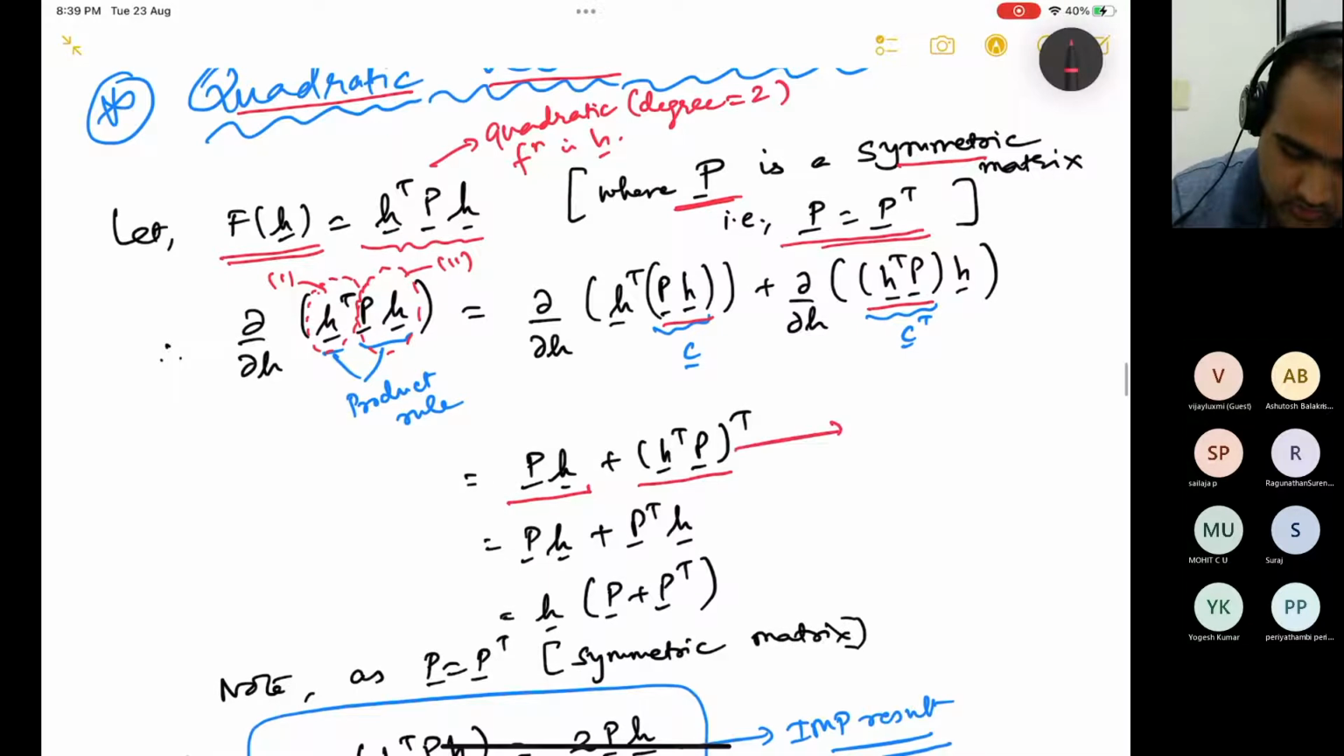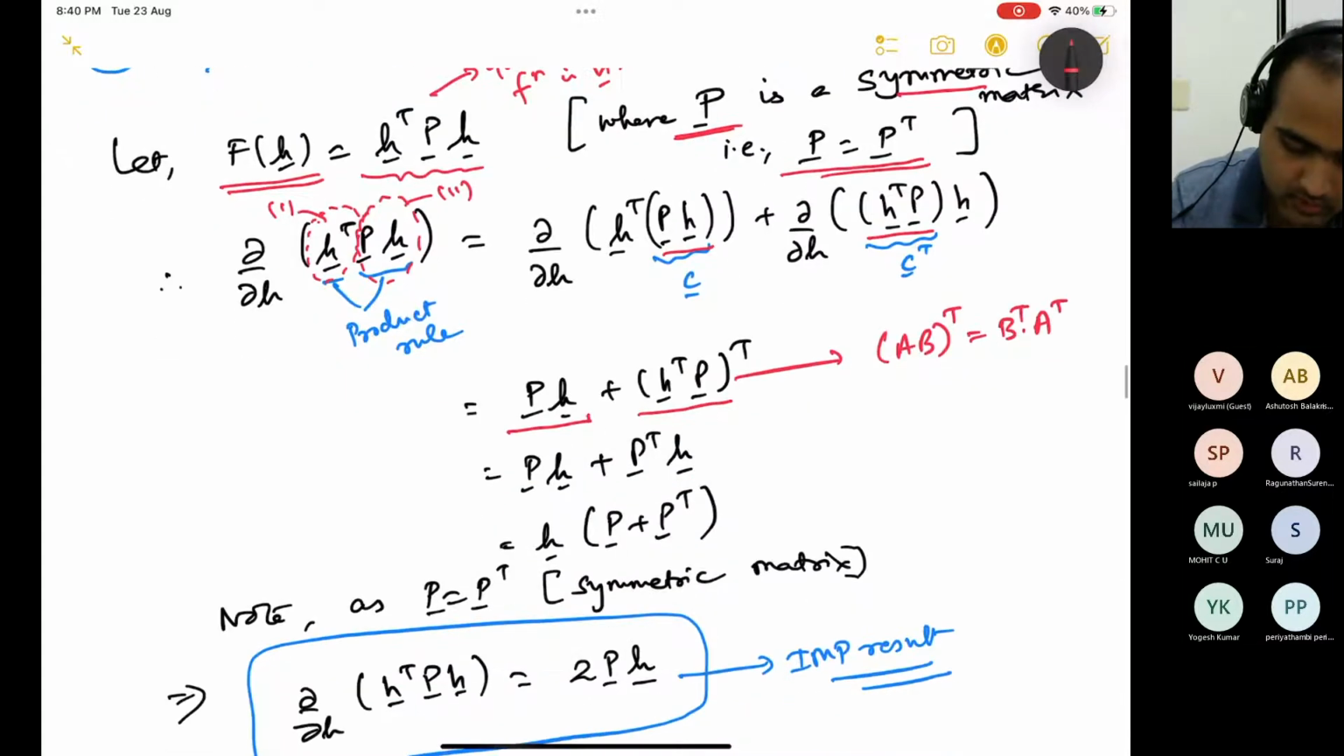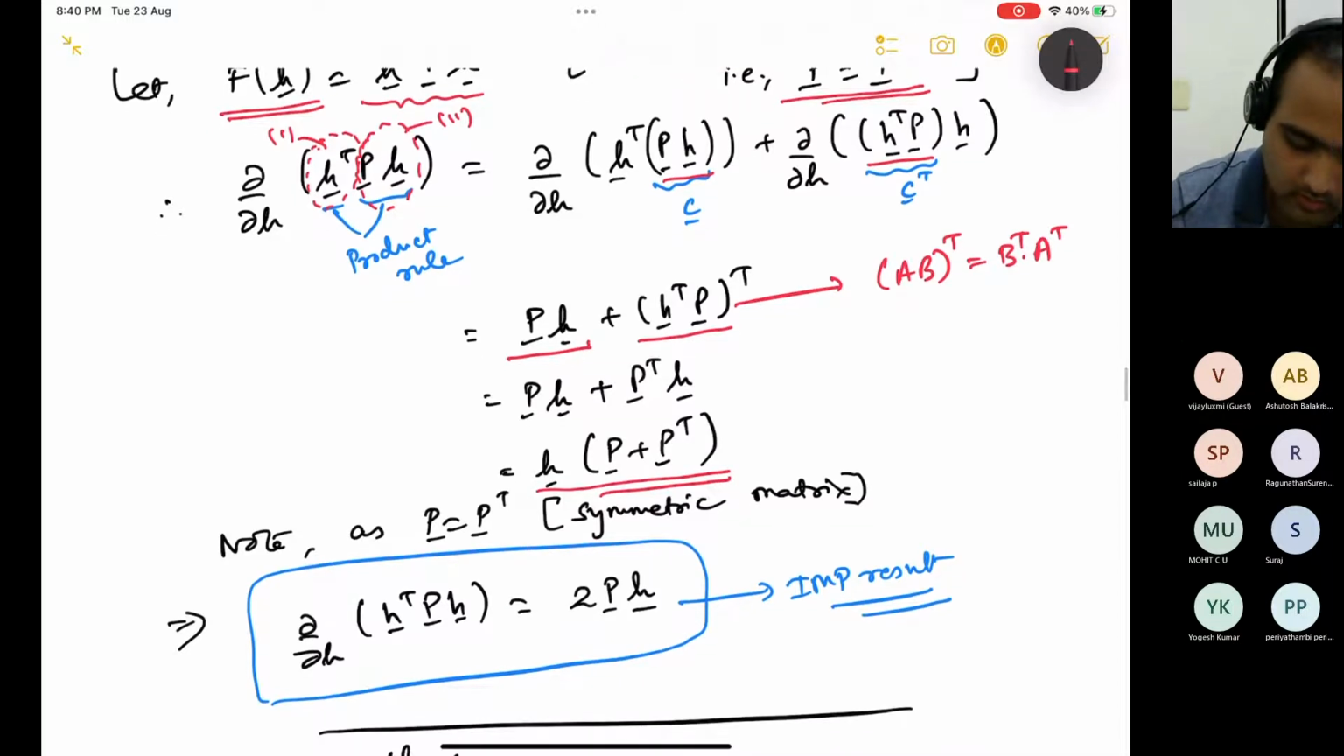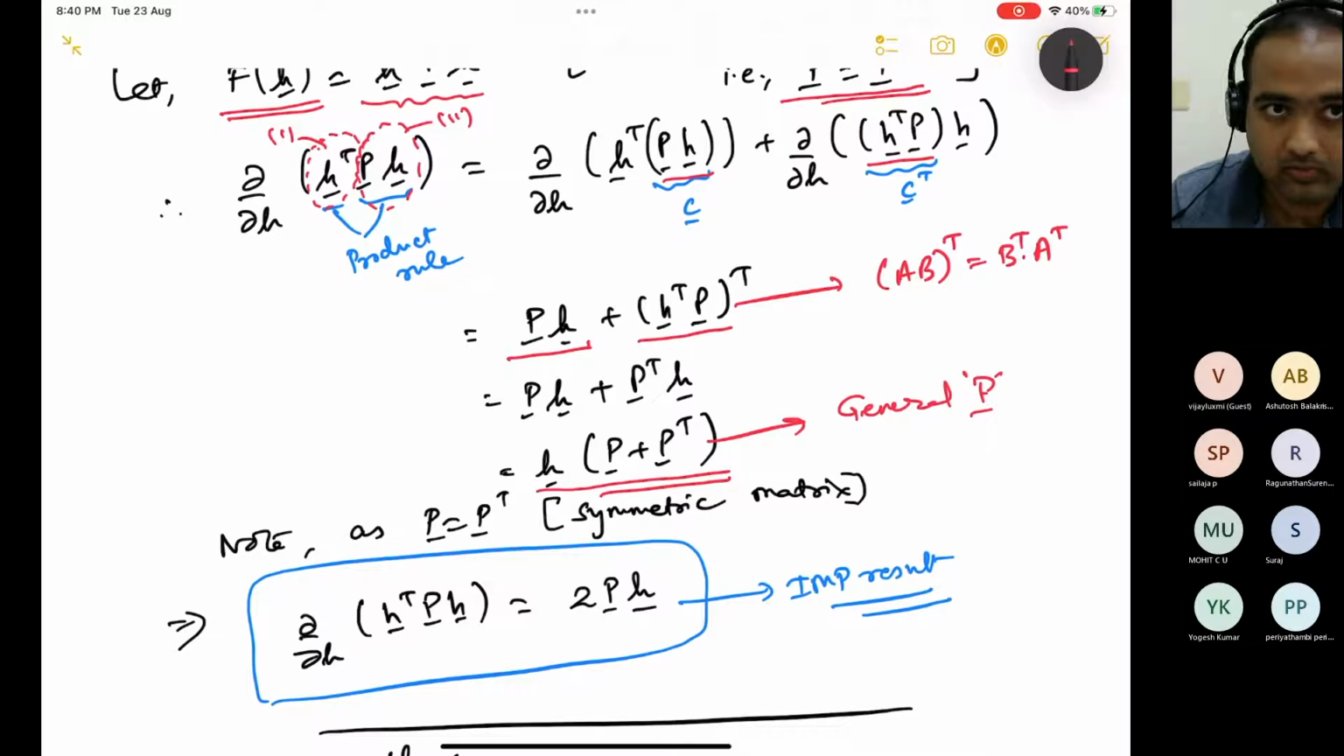Now, here you should know the identity that (AB) transpose is B transpose into A transpose. If we apply that and expand, you will get P times H plus P transpose H. If you take H common, you get P plus P transpose. Now, this is for a general P matrix.